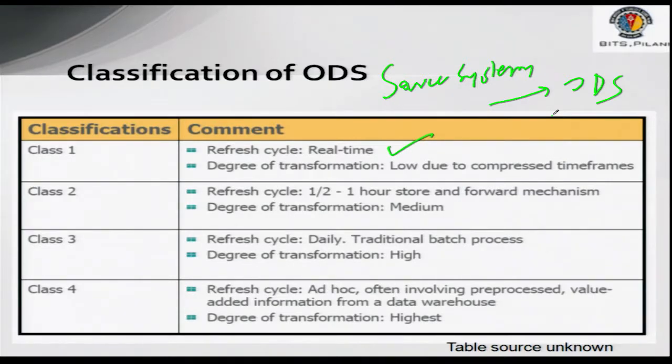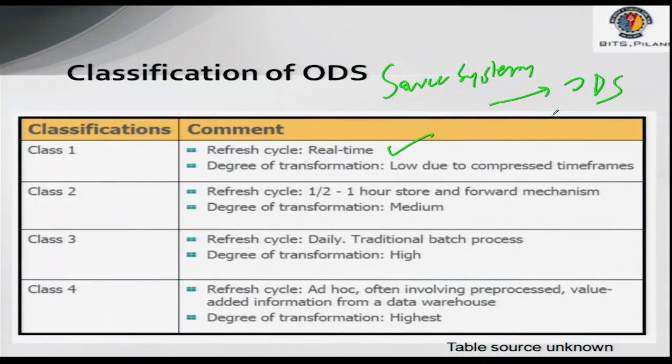Class 2. These classifications are based on 2 aspects. One is the refresh cycle, like how much latency is allowed, and second is how much transformation you want to carry out. If you have more time, definitely you can carry out more transformations. So in class 2, the refresh cycle is half to 1 hour. So it is kind of store and forward. You store it in the operational systems, then do some processing and forward it into the ODS. And the degree of transformation is medium. Class 3, the refresh cycle is daily. That is, you have enough time, almost 24 hours, and it is done using batch processing. And the degree of transformation is quite high.